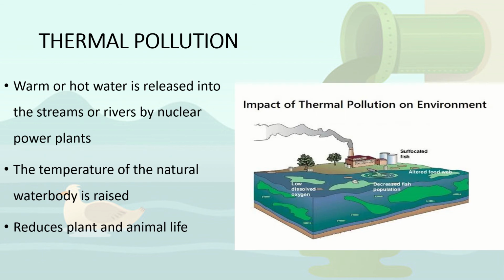When warm or hot water is released into the streams and rivers by nuclear power plants and certain industries, then the temperature of the natural water bodies like the seas, rivers and oceans increases. When this happens, the plant and animal life cannot adjust to the increase in temperature and thus they die.